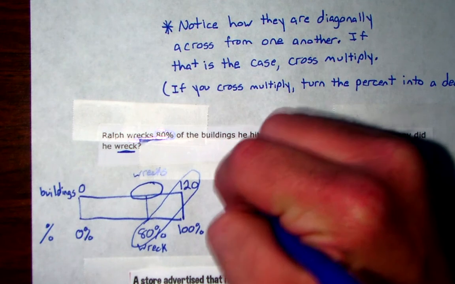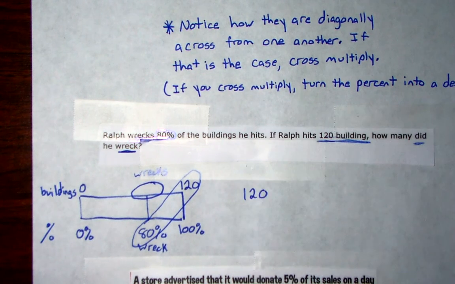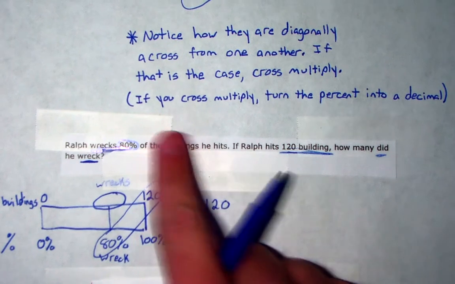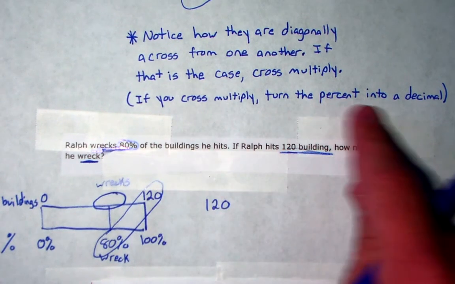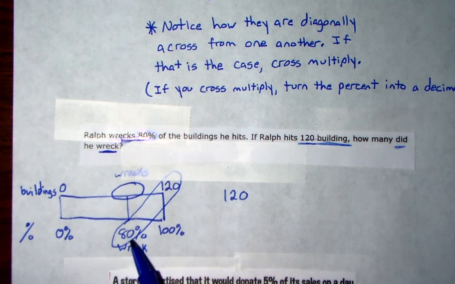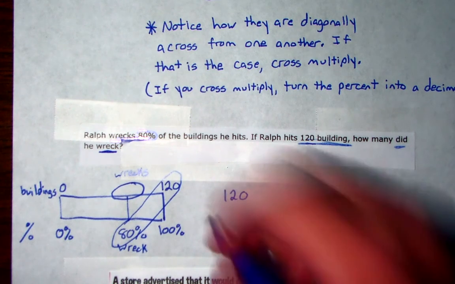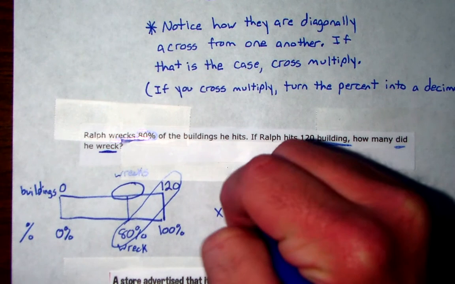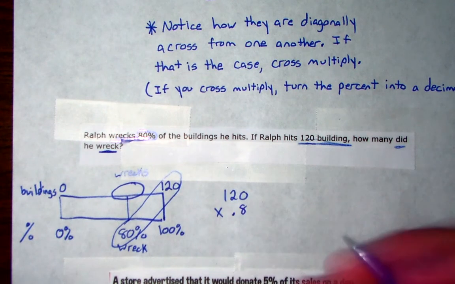So you take your whole number multiplied by your percent. But remember, when you cross multiply, turn the percent into a decimal. So what is 80% as a decimal? 80% as a decimal is 0.8. If you want to do 0.80, it's the same exact thing.